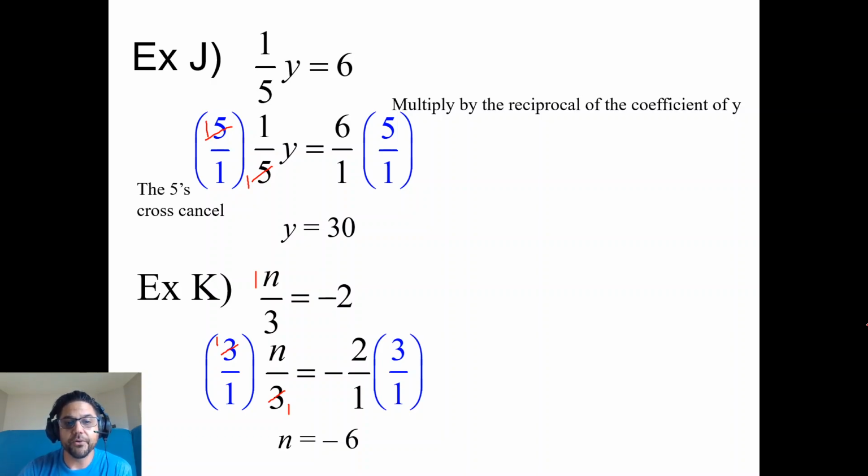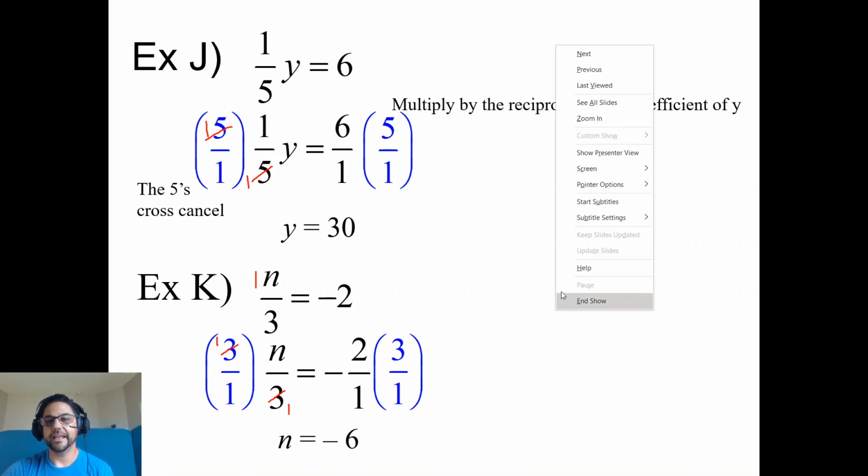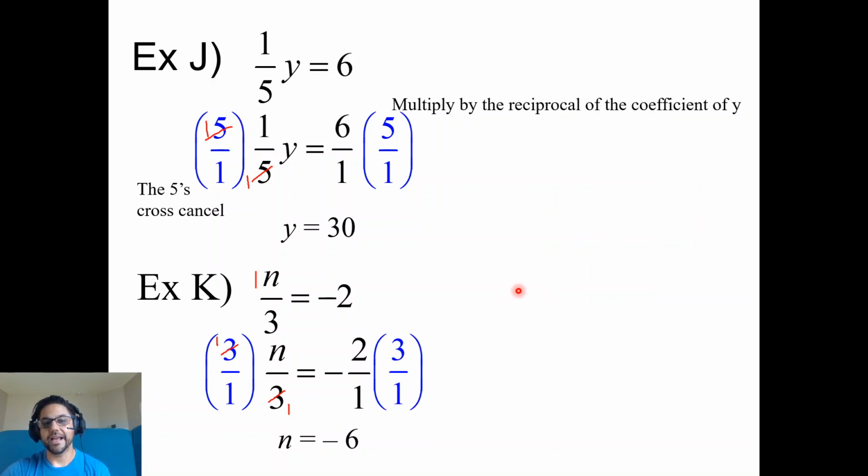Now on the original problem, remember, it was just an n. So if you were to check it, you would write it as negative 6 divided by 3 equals negative 2. And you'd get negative 2 equals negative 2.